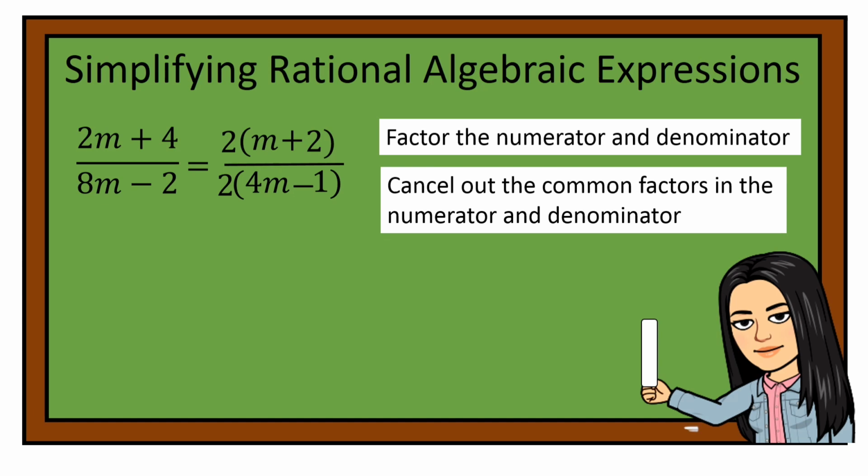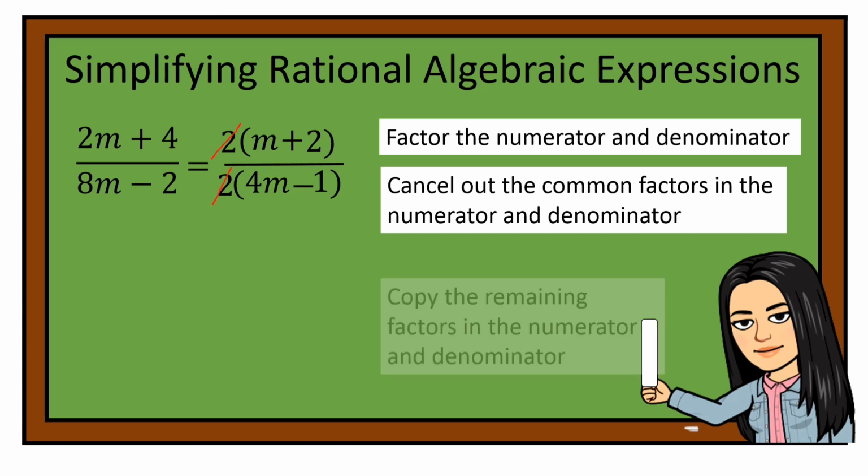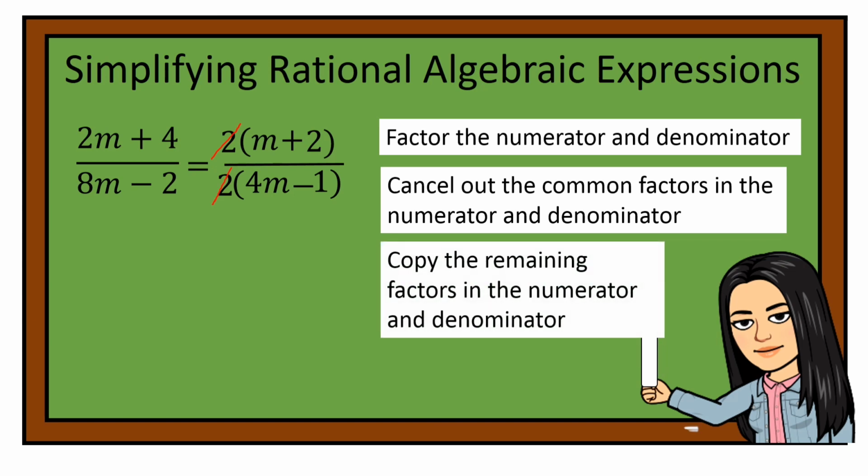Next step, cancel out the common factors in the numerator and denominator. So as we can see, the common factor in the numerator and denominator is 2. So cancel out 2. And then, copy the remaining factors in the numerator and denominator. So that would be equal to the quantity m plus 2 over 4m minus 1.